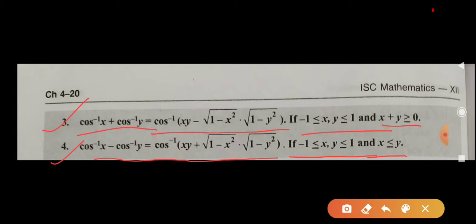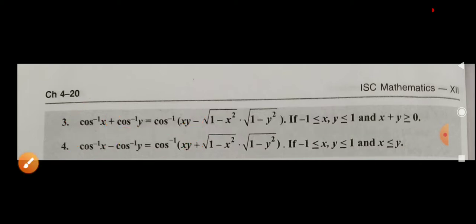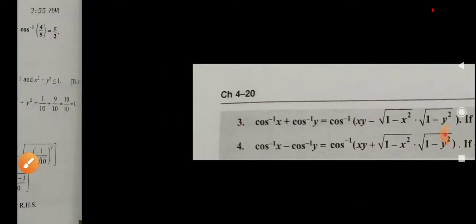One more thing you can see: in case of cos inverse x, if plus is there in between, then in the identity on the RHS minus will come. On the LHS, if minus is there in the property, then plus will come. You pay attention to these two properties. Next, now examples based on these properties.